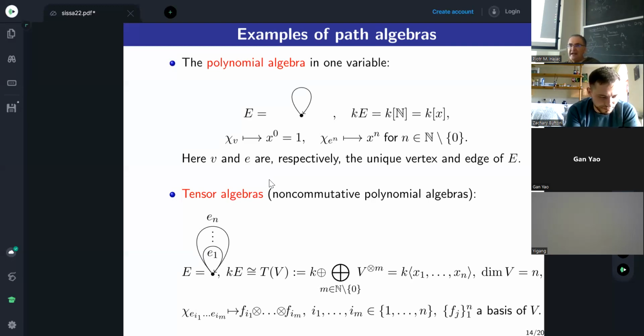The only paths you can have are these words, e_{i1}, e_{i2}, and so on and so forth. These are the only paths you can have in your path algebra. Each of these indices, e_1 to e_n, varies from 1 to n. And you map such a path into the elementary tensor f_{i1} tensor ... tensor f_{im}, where the f_j form a basis of your vector space. The notation is really a safe notation.